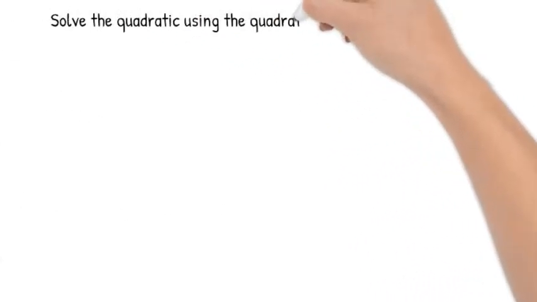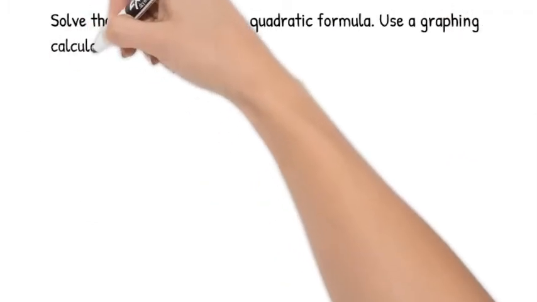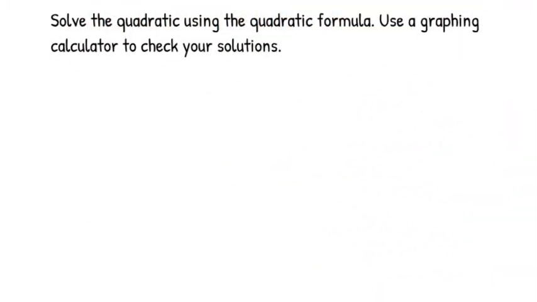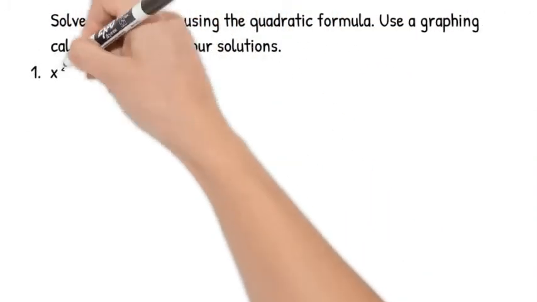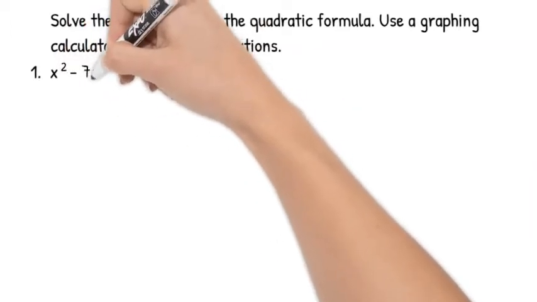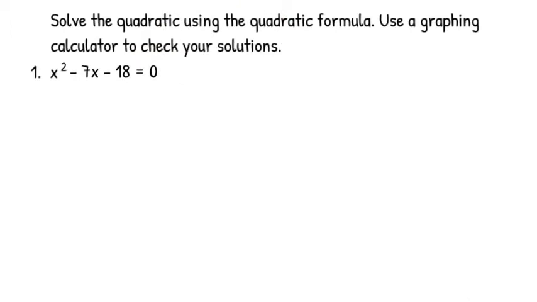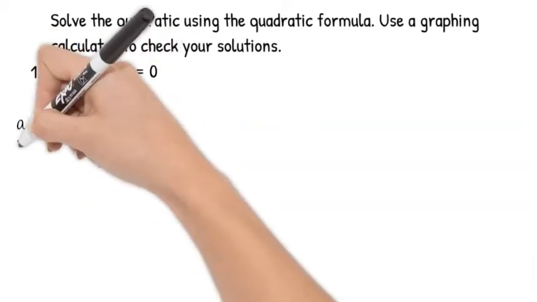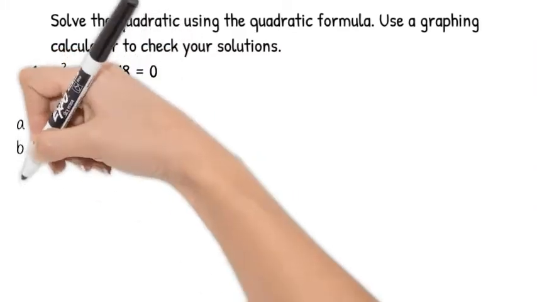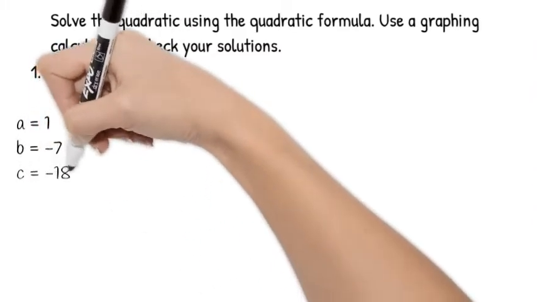So these bottom two methods can be used with anything. All right, so now we're going to try this out by solving the quadratic equation using the formula. We'll use a graphing calculator to check our solutions. So number 1, x squared minus 7x minus 18 equals 0. That's in standard form, so let's list out our a, b, and c. A is 1, b is negative 7, and c is negative 18.